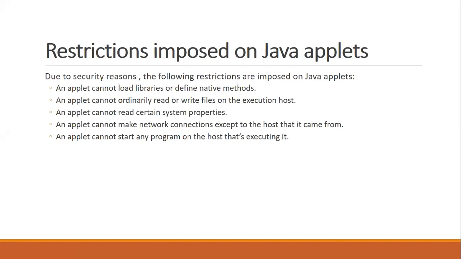An applet cannot load libraries or define native methods. An applet cannot ordinarily read or write files, so file handling is not possible. An applet cannot read certain system properties. If you require those, we cannot use applets. An applet cannot make network connections except to the host that it came from, and an applet cannot start any program on the host that is executing it. So these are certain restrictions of the applet.